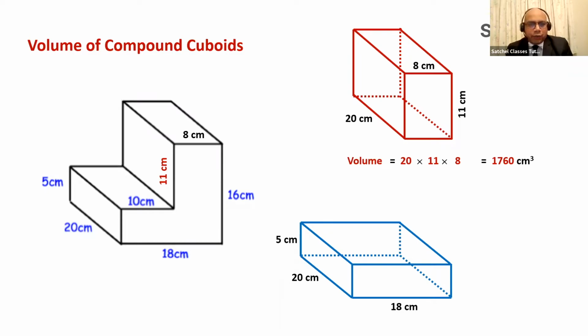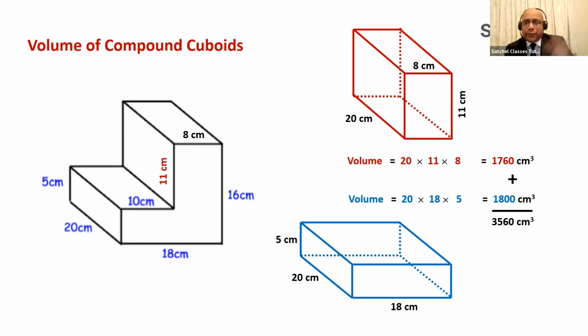How about the other one? The cuboid with blue edges will have a volume of 20 times 18 times 5, which is equal to 1,800 centimeters cubed. So together, both of them combined will have a volume of 3,560 centimeters cubed. If you remember, this was the same volume that we had obtained earlier, wherein we had treated this particular shape as a prism, right? So ideally, you should end up getting the same answer, whichever method you use.